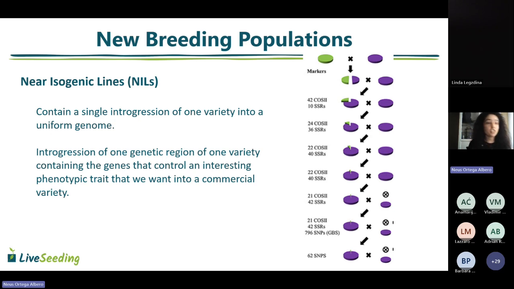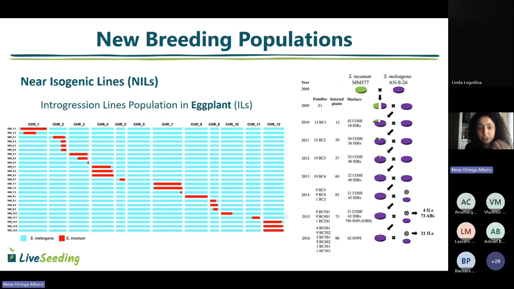These Near-Isogenic Lines contain only a simple introgression of one variety into the genome of our interesting crop. That means that we only have one portion of a variety into the genetic background of another variety. Maybe we want, as an example, to add only genes causing resistance to an illness into a commercial variety. So one example of NILs, of this type of near-isogenic lines, would be the introgression line population. This is the example you see on the screen.